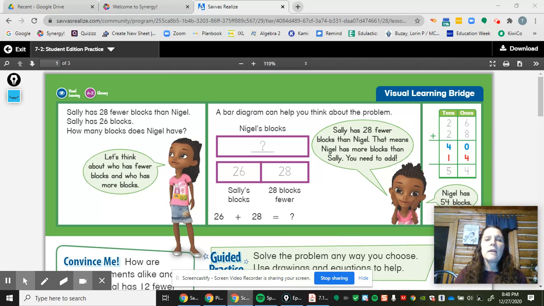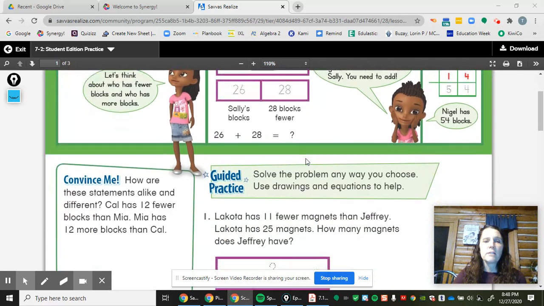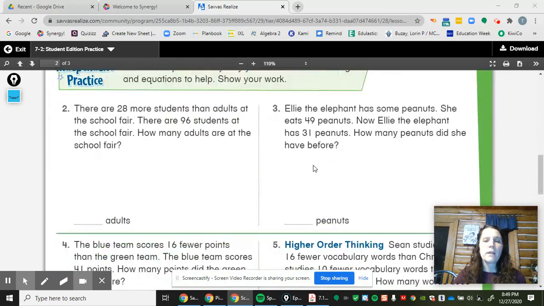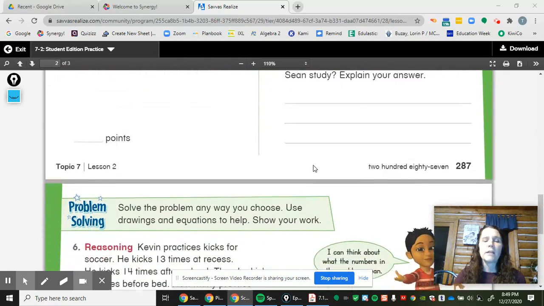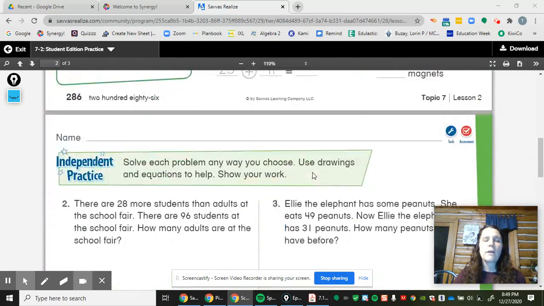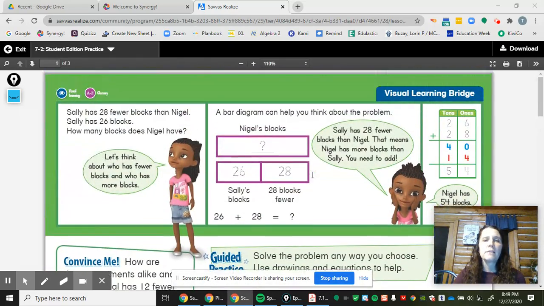So today, you'll see the page looks like this, and you need to turn to page 286, and 285 will be the solve and share. And then your assignment is going to be 287 and 288. Okay, so let's look at page 286 and read over the visual learning bridge.